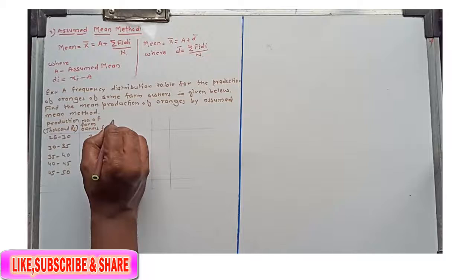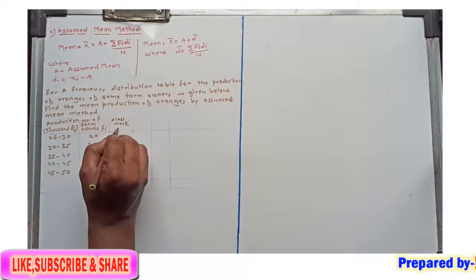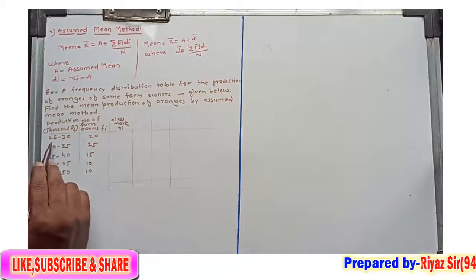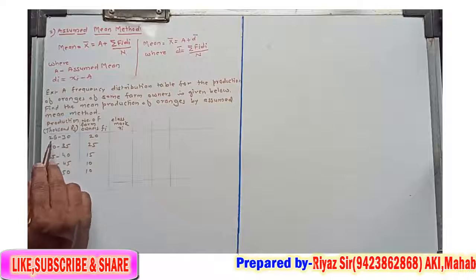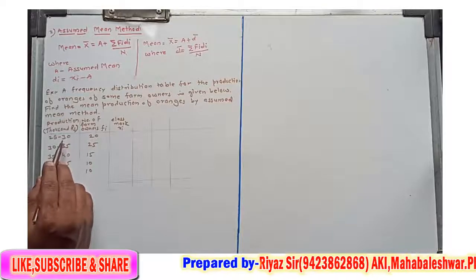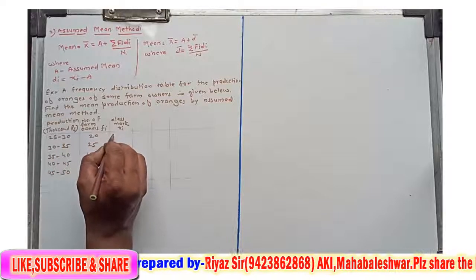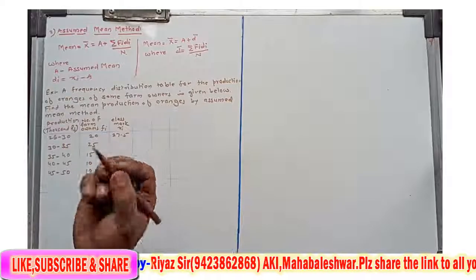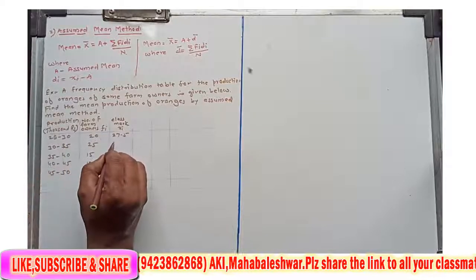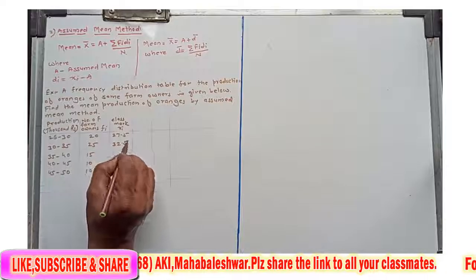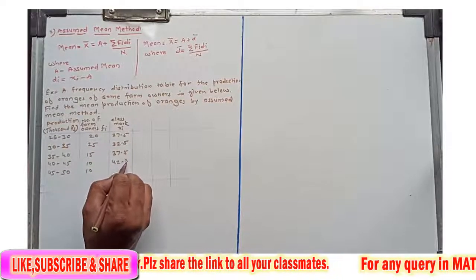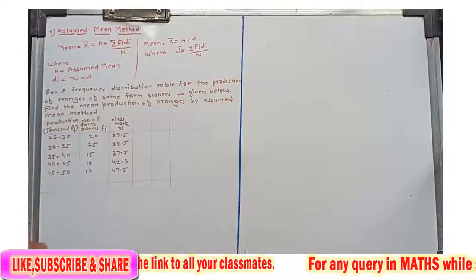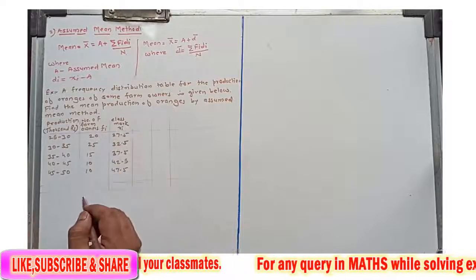Here we find the class mark first, that is denoted by xi. Now the first class is 25 to 30, add them and divide by 2, so you will get 25 plus 30, that is 55. 55 divided by 2, you will get 27.5. You can check. Okay, 30 to 35, it will be 32.5, here it will be 37.5, 42.5 and 47.5. These are the values for xi.